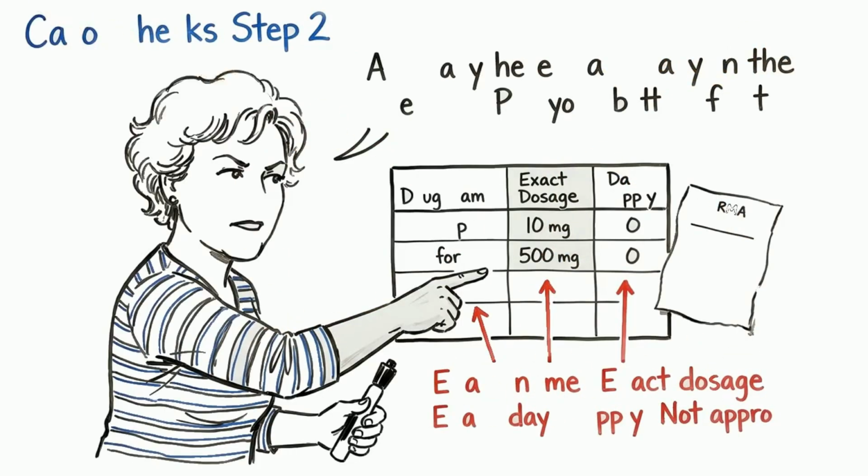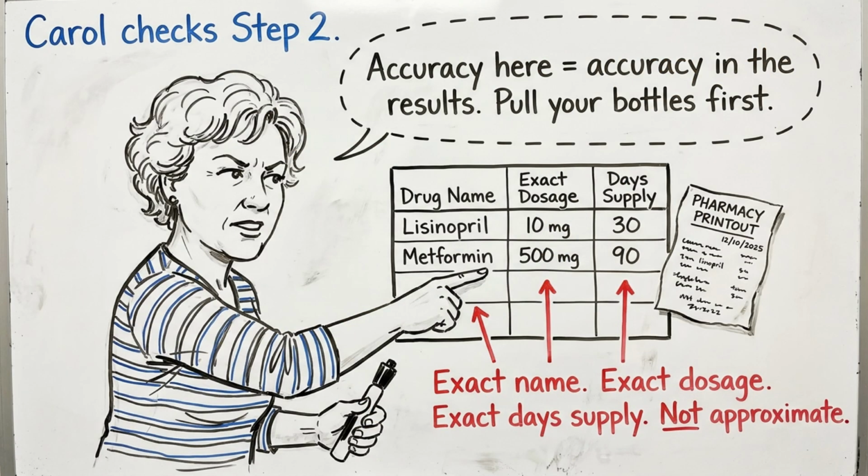Step 2. Enter your medications. This is the most important step and the one where most people make mistakes. You need the exact drug name, the exact dosage in milligrams, and the day's supply per prescription. Do not estimate. Pull out your prescription bottles or call your pharmacy and ask for a printed medication list before you sit down to do this comparison. Accuracy here directly determines the accuracy of your cost estimate.